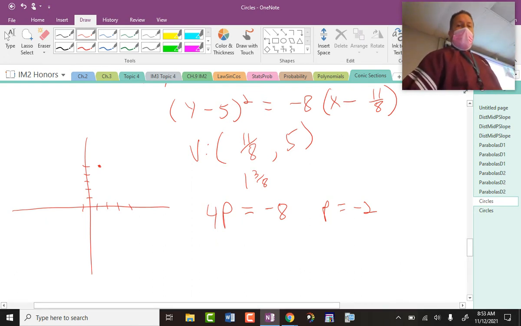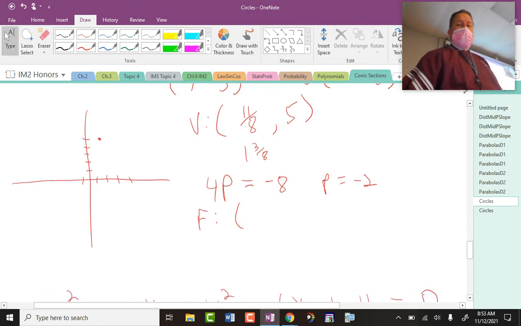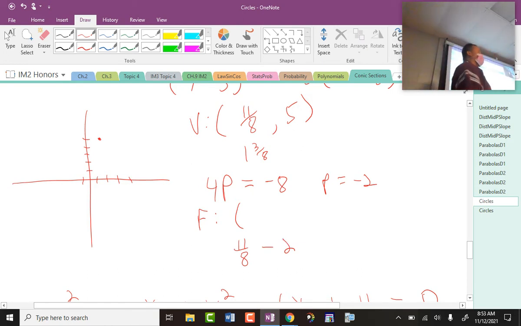All right, so the focus is then 2 to the left. Now watch how I do this. 11/8, and I have to go 2 left. And then I can bring Lexi Samuelis in now. Hey, Lexi, how do I take 11/8 minus 2? That's true, a 6th grader. Actually, a 4th grader should know how to do this.